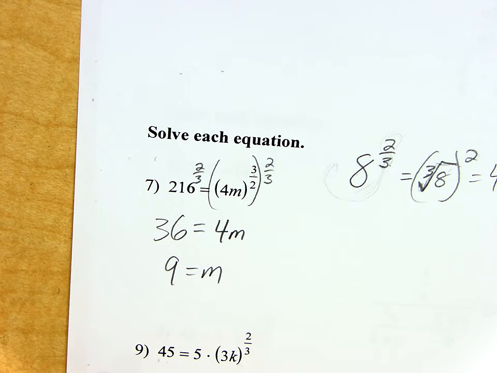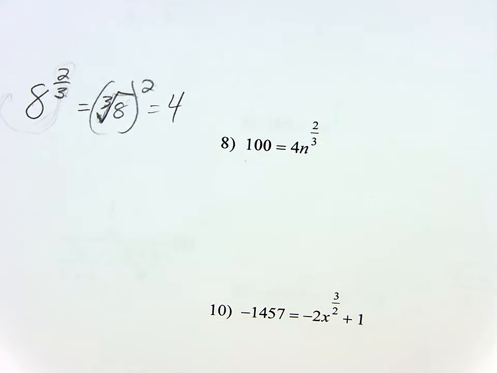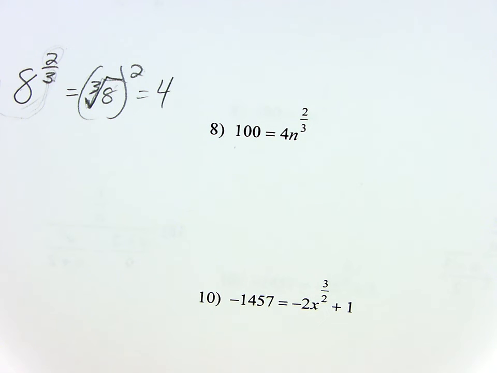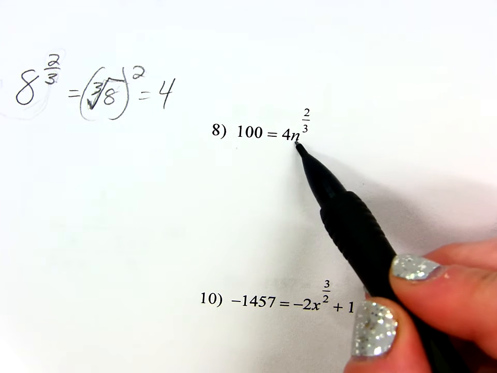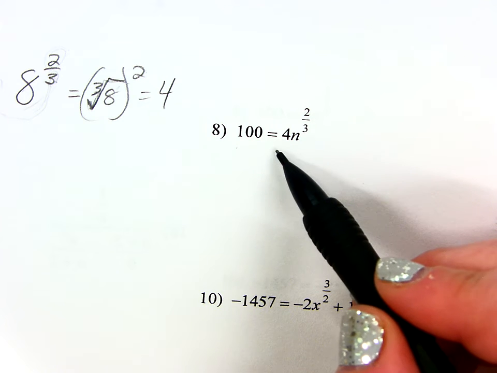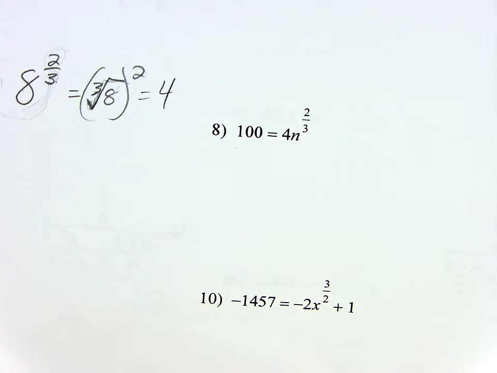Is that all right? Okay, now if I look at 8, what are you going to do first? Yeah, you want to divide by 4 first, because the only thing being raised to the 2/3 power is the n, right? Not the 4 in this case. So I would divide both sides by 4 as your very first step, and then raise to that reciprocal power.